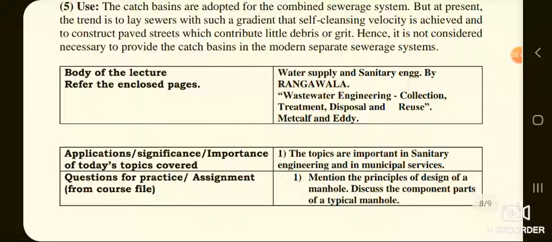If you want some more details about the topics, you can refer to the following books here. So that is, first one is Water Supply and Sanitary Engineering by Rangwala, and also you can refer to Wastewater Engineering: Collection, Treatment, Disposal and Reuse by Metcalf and Eddy.